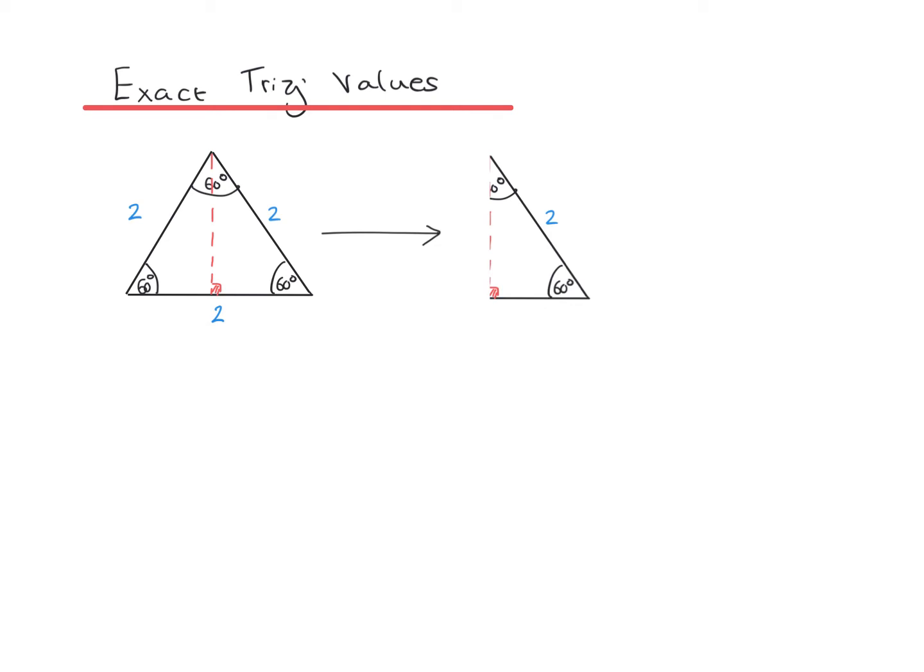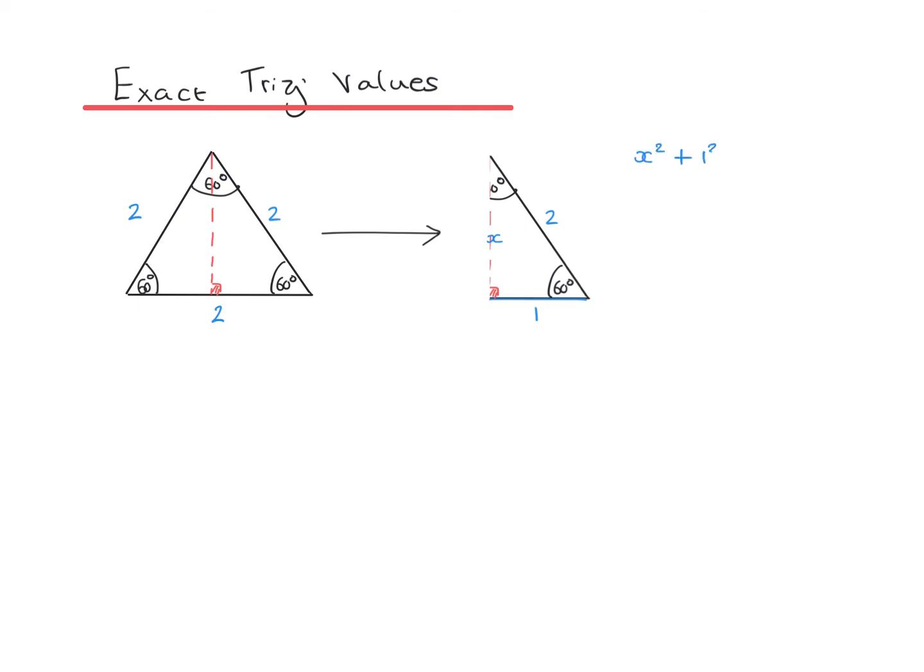This now gives us a right-angled triangle, and we're going to focus on the sides of this triangle. Now, the hypotenuse is 2. The base is, of course, half of the original base length, which is 1, and we can calculate the length of the third side, which we'll call x, using Pythagoras Theorem.